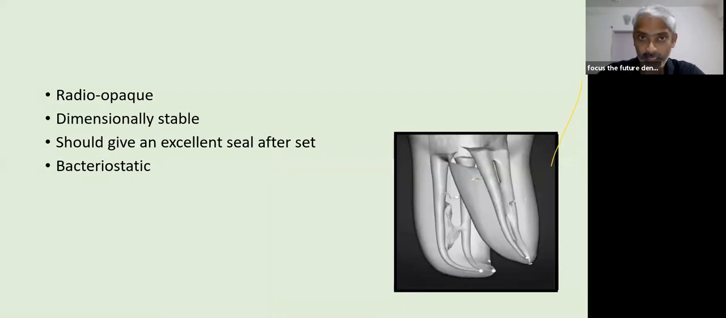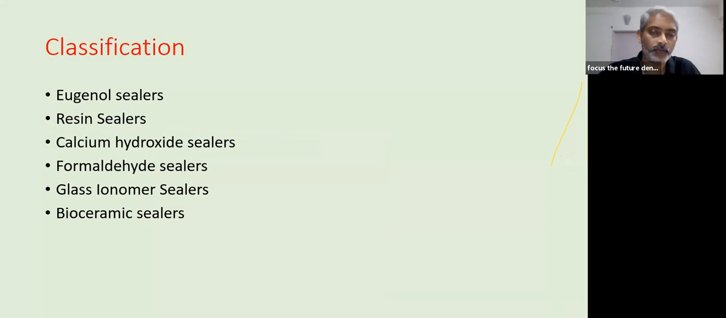Number five, it should be radiopaque so that we can assess the quality of obturation in the radiograph and any kind of extrusion can be assessed properly. Number six, it should be dimensionally stable, should not shrink or expand and give an excellent seal after set. And finally, your root canal sealer should be bacteriostatic, because some MCQ questions can come from these topics, which we will discuss at the end. Okay, so now let me go to the next part of this presentation.